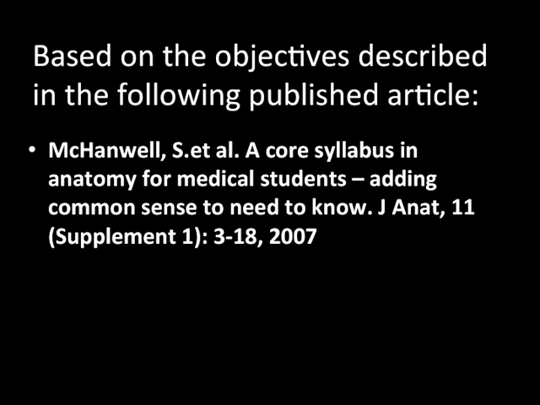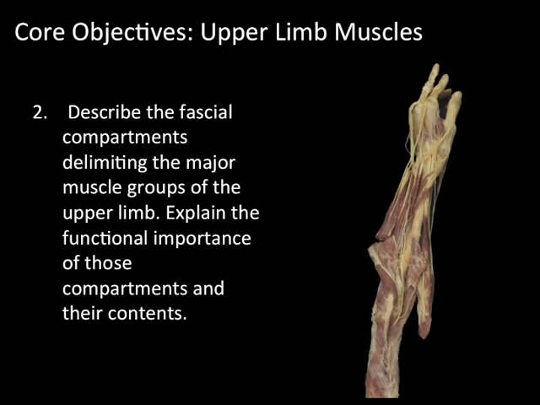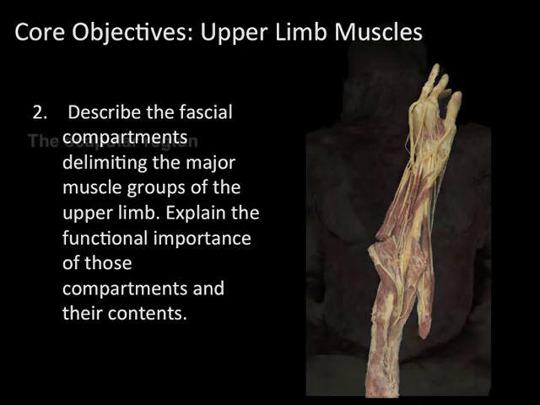As described previously, these objectives are based on the report written by McCanwell et al. in 2007 and published in the Journal of Anatomy. Let me read the objective that will be presented in this video and is shown in the next slide. Describe the facial compartments delimiting the major muscle groups of the upper limb. Explain the functional importance of those compartments and their content.